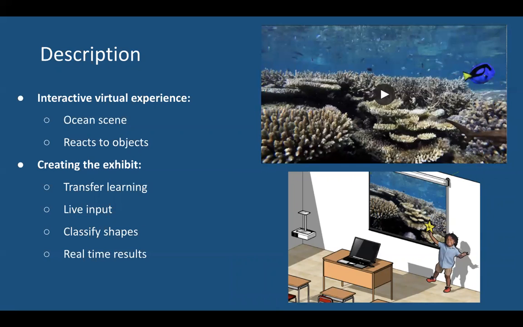The picture on the bottom right is an example of how our exhibit could be set up in a classroom. The scene is projected onto a screen, and the child interacts with it by holding a shape in front of the camera.